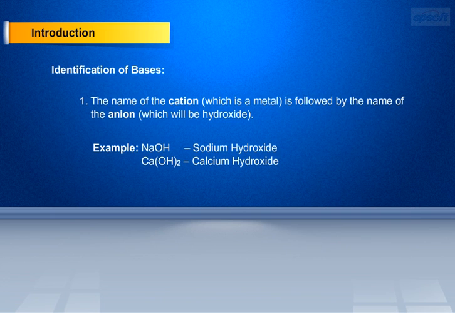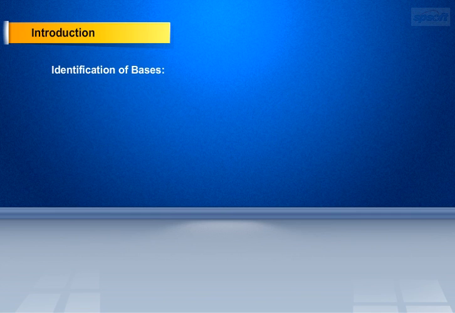Example 2. Ca(OH)2, that is calcium hydroxide. Here, the cation Ca2+, that is calcium, is a metal, and it is followed by the name of anion OH-, that is hydroxide.